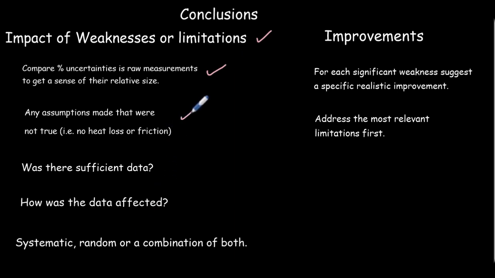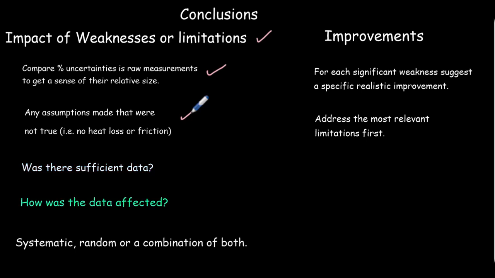Most of your discussion is usually circling around assumptions that you made that weren't really true. So you assumed that there wouldn't be any heat losses to the environment, but actually there was. You assumed your pendulum was suspended from a point source, but actually the knot was moving around a bit. You assumed there's no friction in the experiment. You assumed that the object would fall straight down, but it didn't. So all of those are important to discuss. You want to consider whether you had sufficient data. Did the dependent variable vary enough that you could see the patterns that you were supposed to see?